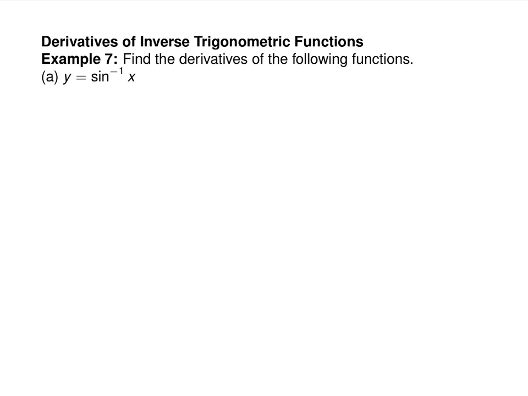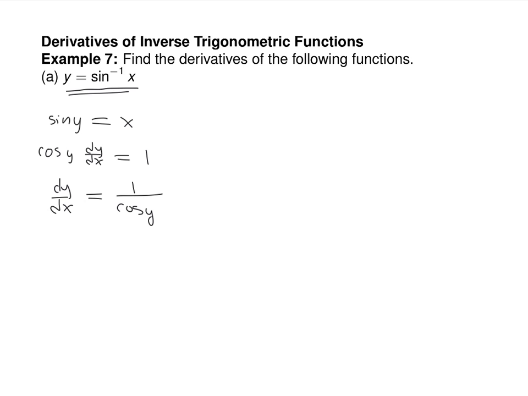Okay. So, I don't know how to find the derivative of this, but does it make sense that this is the same thing as sine of y equals x? Okay. Can you differentiate that using implicit differentiation? Yeah. So you'll have cosine of y dy dx equals 1. And so dy dx is 1 over cosine of y. So far, okay?